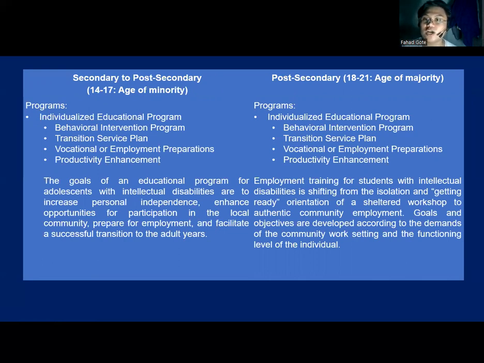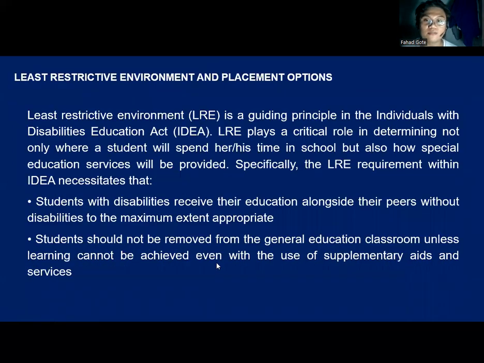For the post-secondary, it's 18 to 21 or age of majority programs or individual educational programs. So employment training for students with intellectual disability is shifting from the isolation and get-ready orientation of the sheltered workshop to authentic community employment goals, and the objectives are according to the demands of community work settings and the functioning levels of the individual.